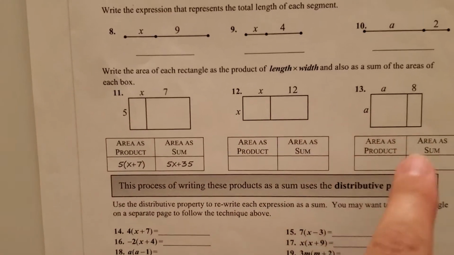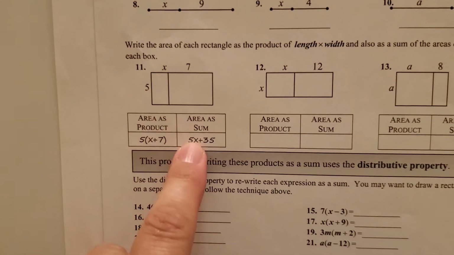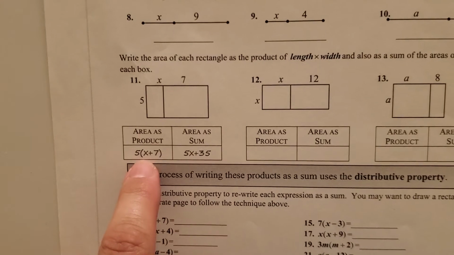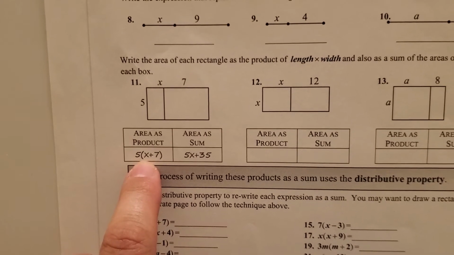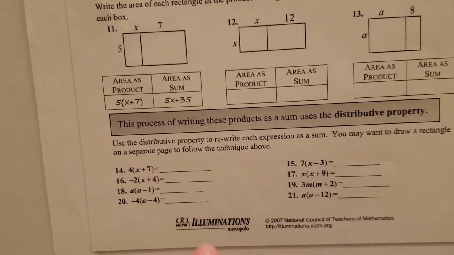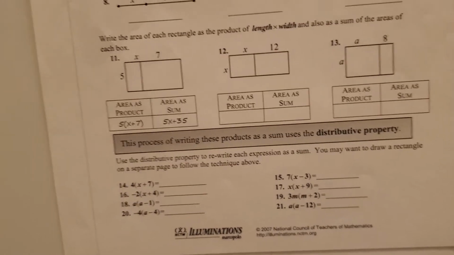Then 11, 12, 13 goes back to the area again. 5 times x is 5x, and 5 times 7 is 35, right? And they wrote it both as not distributed yet and distributed. So that's all you're going to do across through there. And then the same down here. You're going to distribute, give me your answer, okay? You can just type it into the box that's already there.